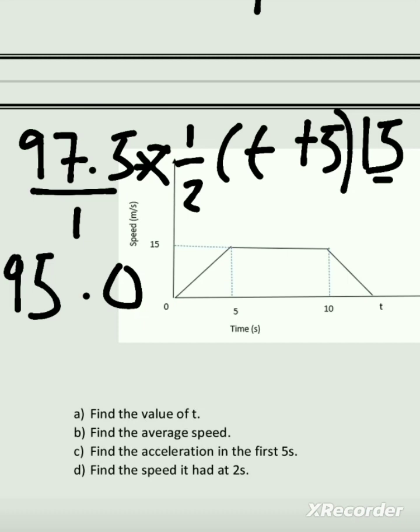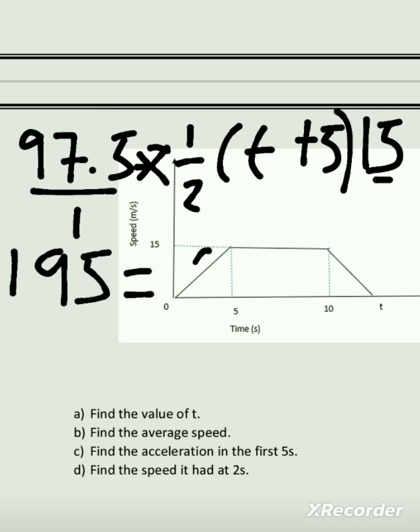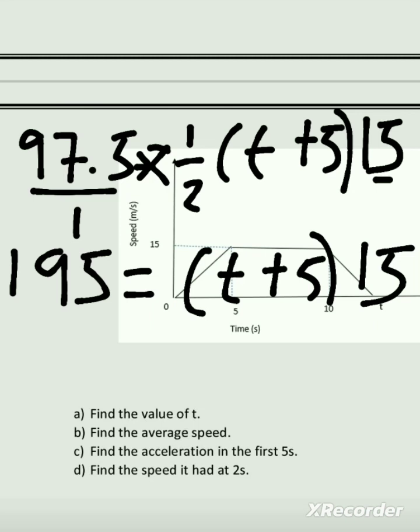Okay, so in fast forward, 2 times 97.5, it's 195. Here we remain with t plus 5, 15. Okay, if you want, you can multiply on a rough piece of paper. You get 195. From here, there are two things we can do.